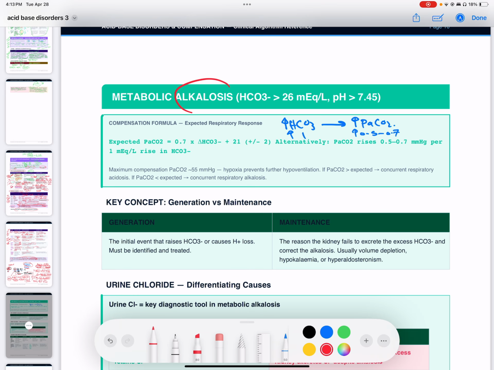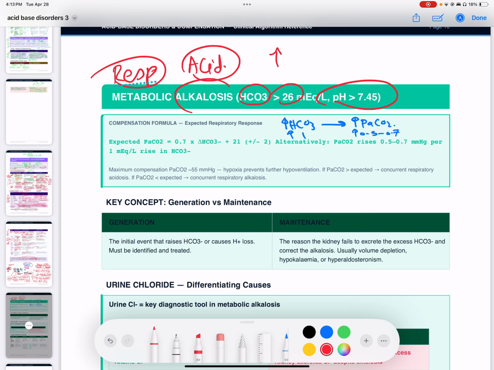Metabolic alkalosis, that means the pH is more than 7.45. Metabolic, that means the bicarb is high, so it's at least above 26. What's the compensation? If it's metabolic, it will be respiratory. If it's alkalosis, it will be acidosis, right? How do you do respiratory acidosis? You increase the CO2 by hypoventilation, so you decrease the respiratory rate, so you decrease the clearance of the CO2 to cause respiratory acidosis to compensate for the metabolic alkalosis.